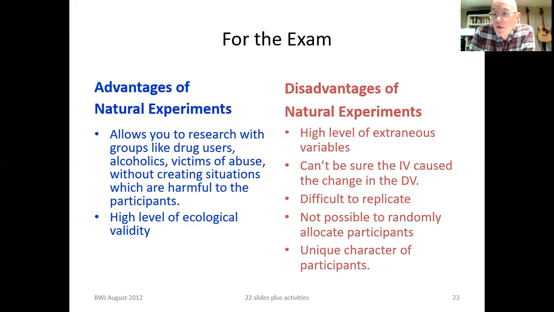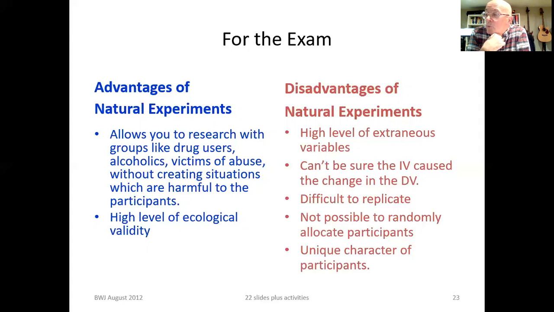Problems with natural experiments, and this is similar to field experiments, is that there's much less control, so there'll be a high level of extraneous and possibly confounding variables. And because of that, we can't be sure that it was the IV that caused the DV change. These experiments are difficult to replicate. If we think of people's stress levels before and after a volcano eruption, for example, we might have to wait quite a while before we can investigate the next volcano eruption.